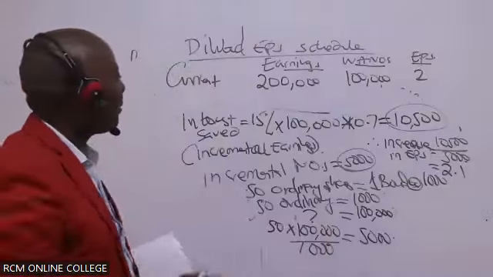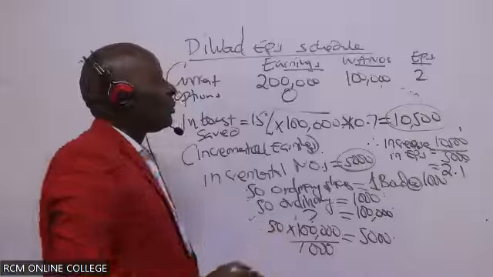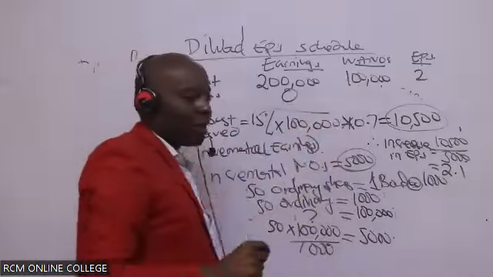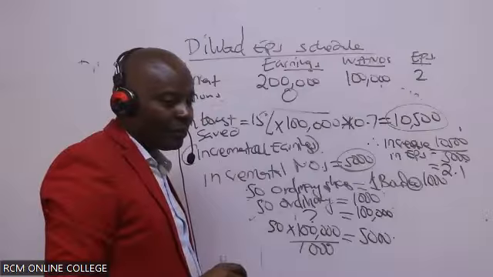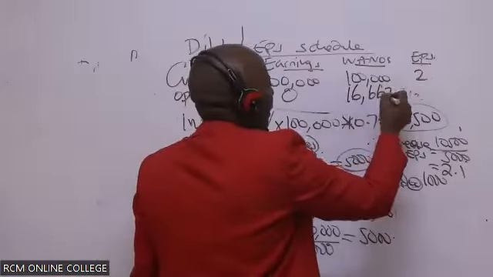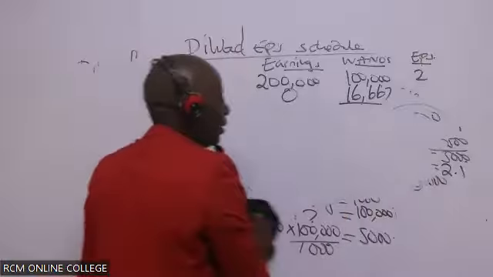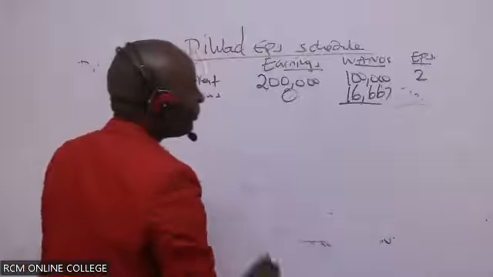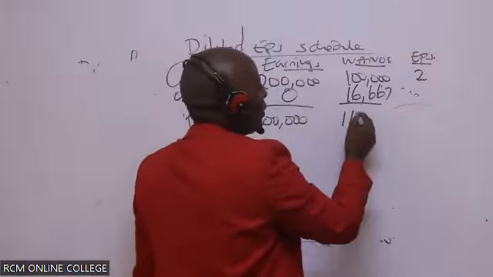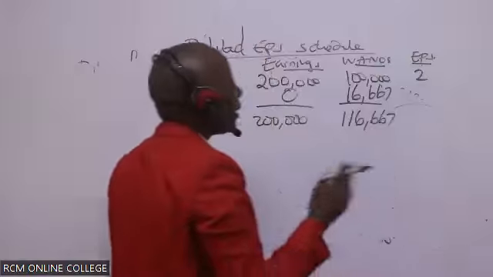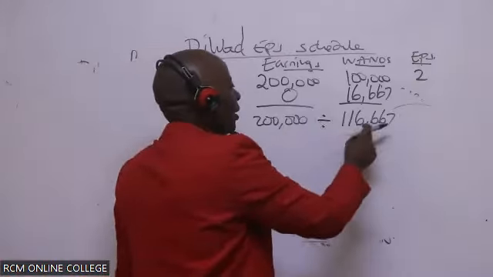And now our ranked items, we start with options. Options earnings are 0. But you gave me shares to accompany options. How many shares were they? 16,667. So please give me the total. 200,000. This gives me 116,667. So please give me the EPS. Of course, I expect EPS to go down because options are dilutive. So you take this, you divide by this, which will give you what figure here?